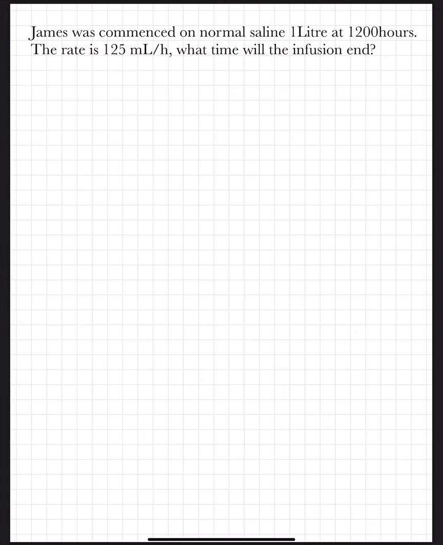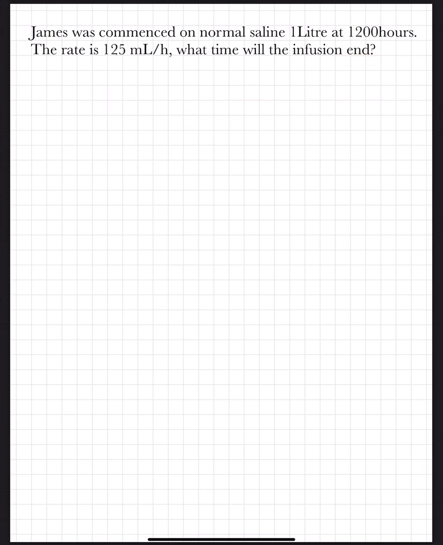Right, so if you look at this question that we got here, we got Mr. James, who was commenced on normal saline, which is 1 liter and was started at noon. And the rate or speed of infusion here was 125 milliliters for every 1 hour. So for every hour, we give 125 milliliters. The question is asking what time will the infusion end?